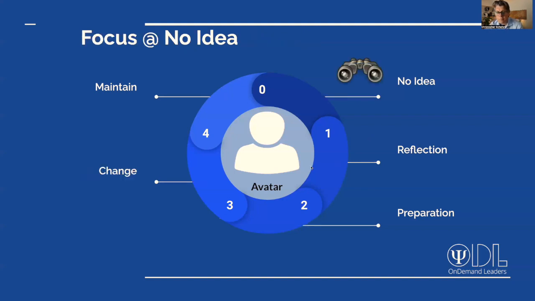Okay. So the first one's no idea, right? And we're going to talk about the focus. Where is this ideal avatar's focus? Where are they looking at any point in time? And when they're no idea, we don't have any idea where they're looking, right? They could be looking at new cars, they could be looking at the sunset, but we have no idea.